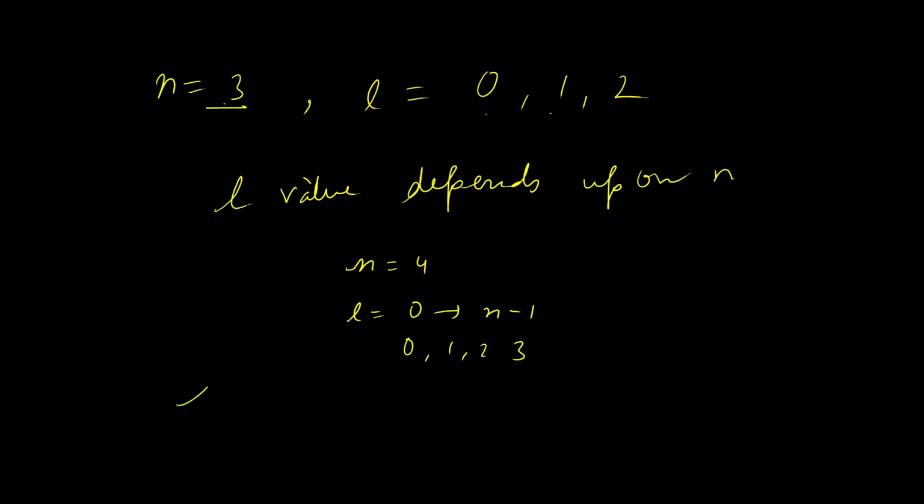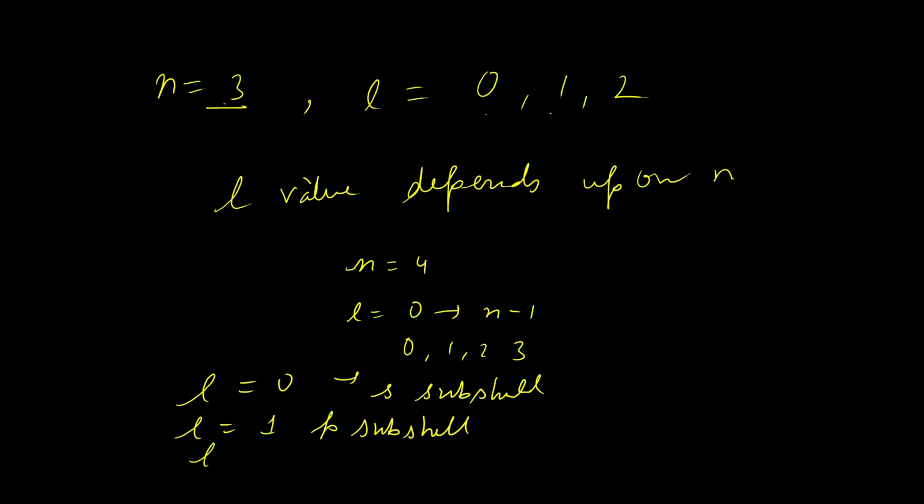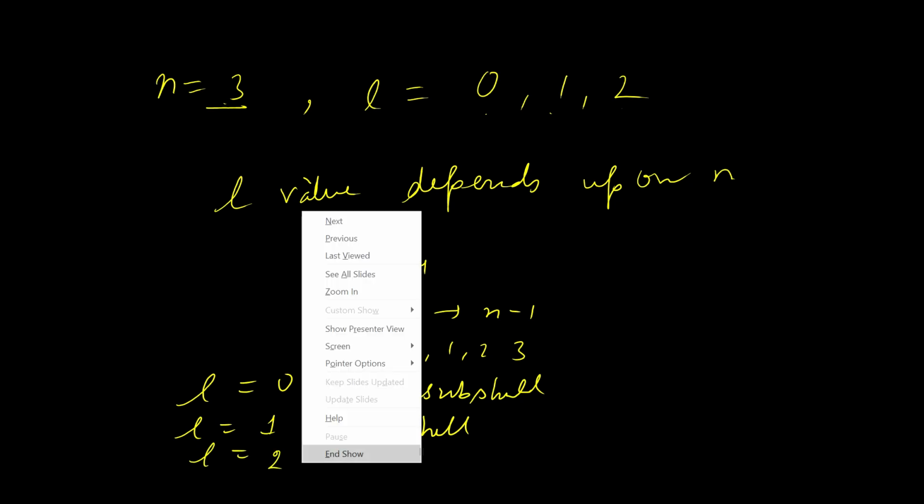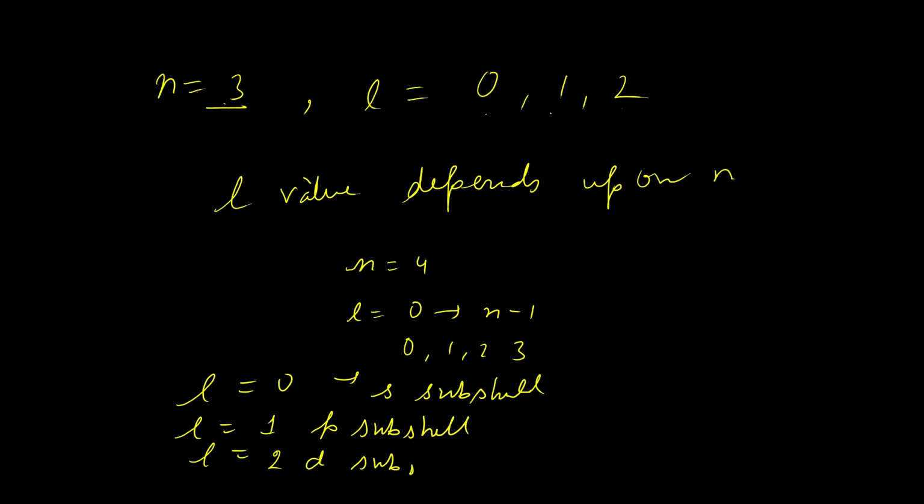When l is equal to 0, it is the s subshell; the sub energy level is s, and s means spherical. l equal to 1 means the p subshell. l equal to 2 means the d subshell. And l equal to 3 means the f subshell. That is how the azimuthal quantum number depends upon the value of n.